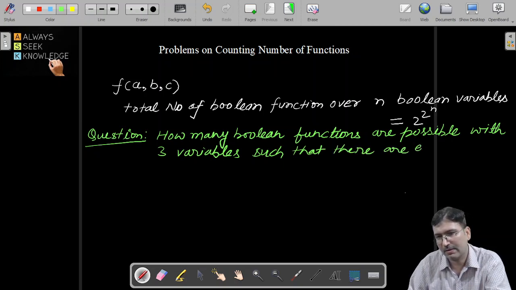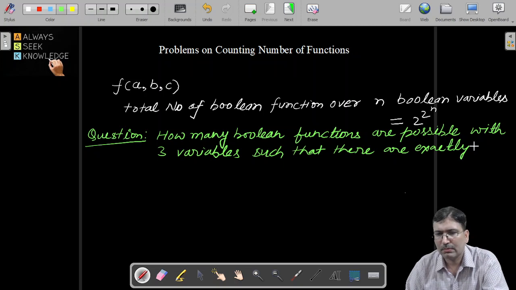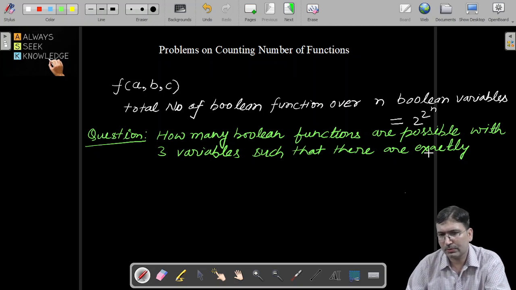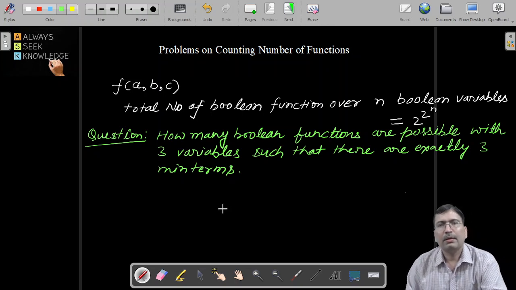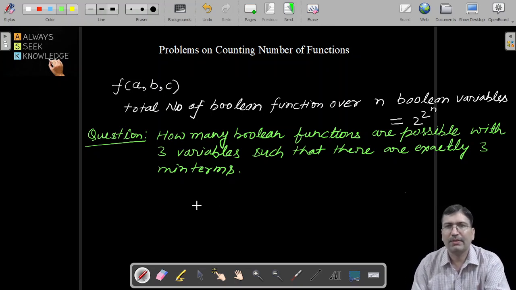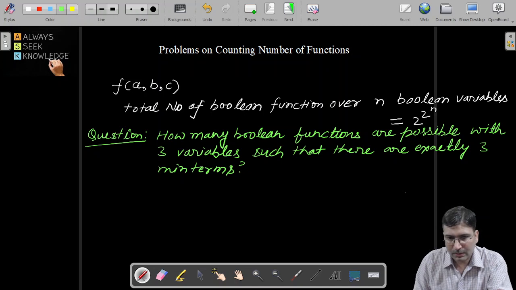Such that there are exactly, let's say, 2 minterms or 3 minterms or 4 minterms. So consider there are exactly, let's say, 3 minterms. Minterms and maxterms I have discussed in the previous lecture. So I think you have gone through that lecture. If not, then you can check it. Right, so the question is here. How do we solve this particular question?